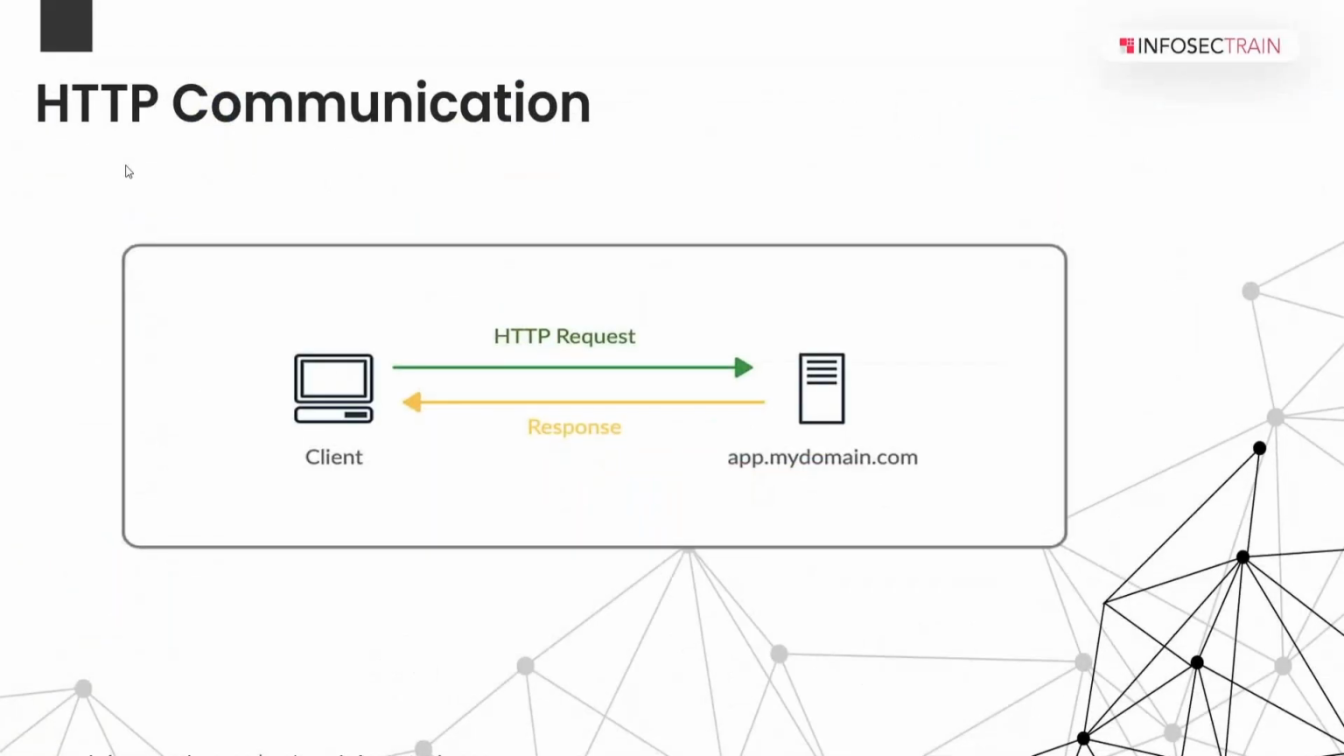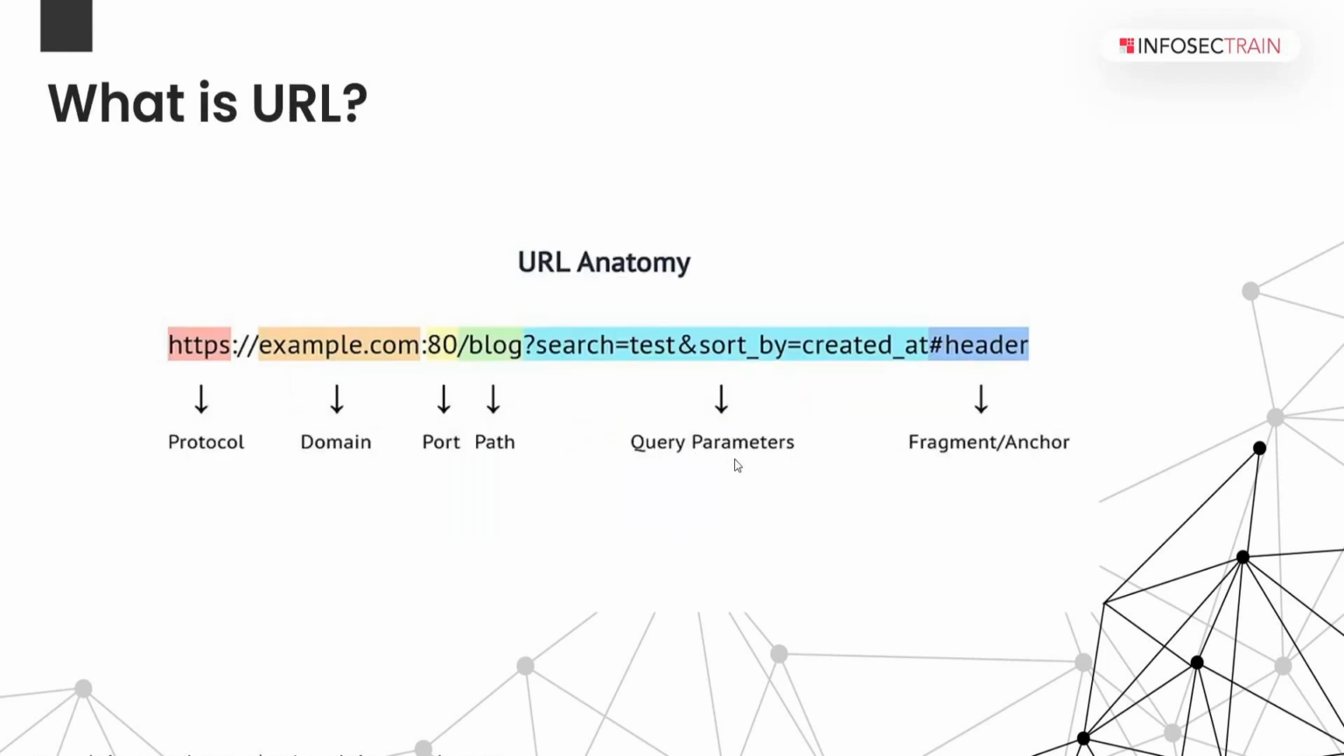Okay, so this is basically the HTTP request. This is end-to-end communication, right? In between there are different things, a network of different hosts. I will explain that when we go for three-tier architecture, and we will learn how exactly the communication happens, right? So now let's talk about URL.